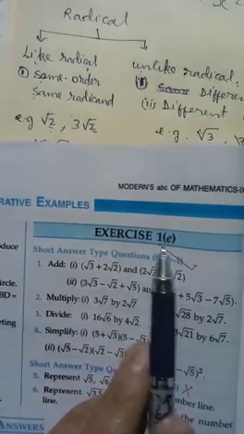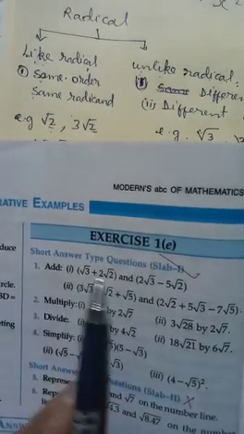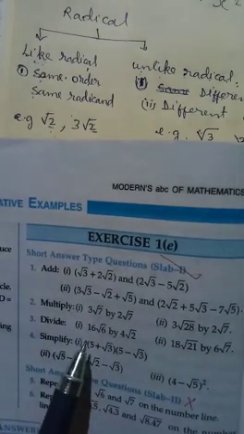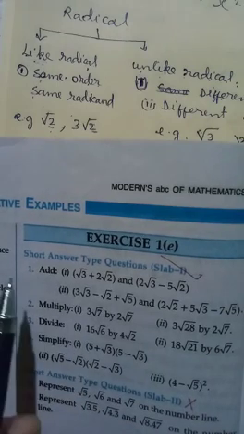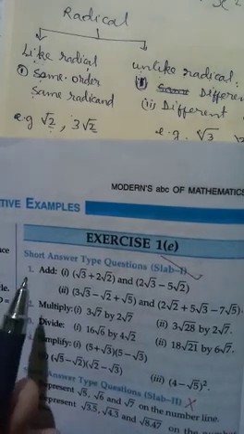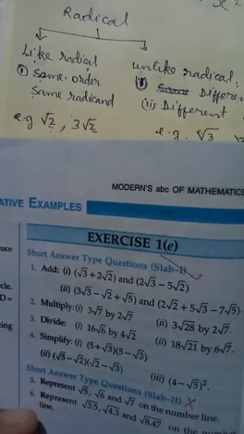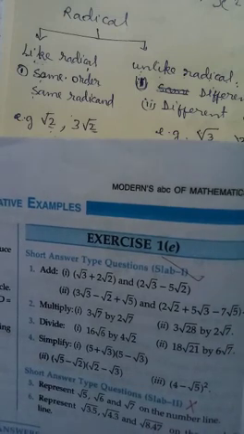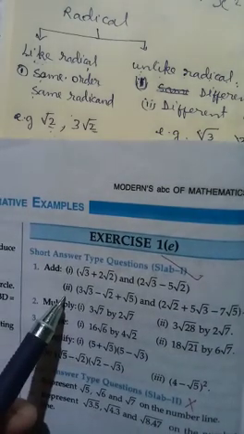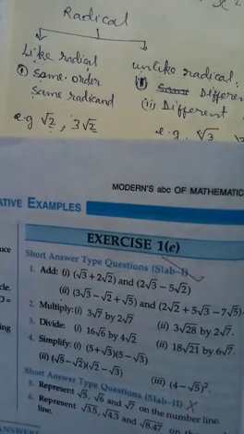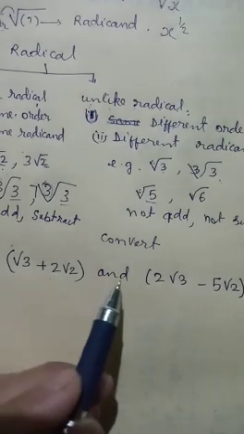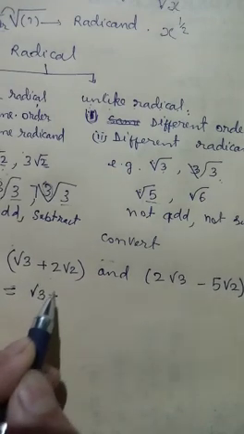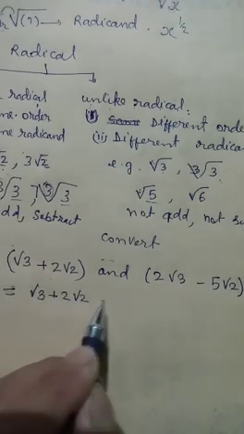We'll see exercise 1E. Add the following. You see the radicands. We have to plus them. But like I told you, before you plus, you need to check: are they like or unlike radicands? If they are like, we can plus them. If they are unlike, we cannot plus, we cannot minus. You have to leave the answer as that. Number 1 and number 2, we have to add them. So in place of "and", we can replace it with a plus sign. No change will be there in the sign.